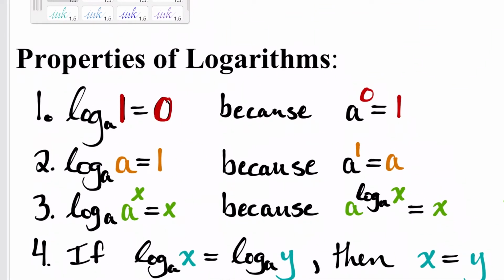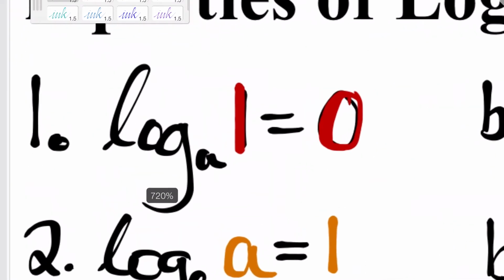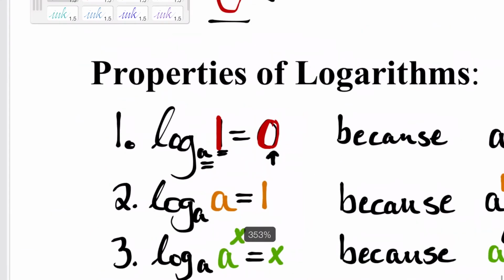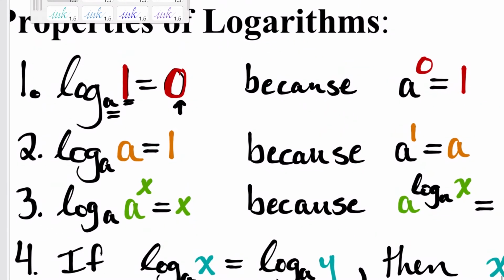Because just about anything to the 0 power is 1, then anytime I have a log to some base of 1, my solution is always going to be 0. We also have a situation where I'm asking myself, to what exponent do I raise a in order to get a? That would mean that I would have a to the first power. A to the first power would remain itself.